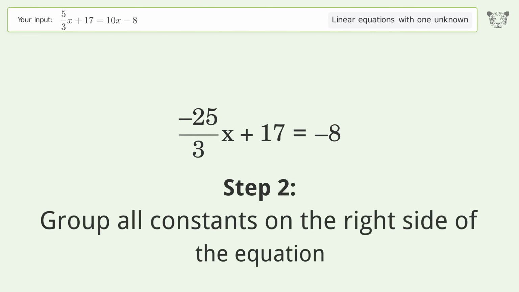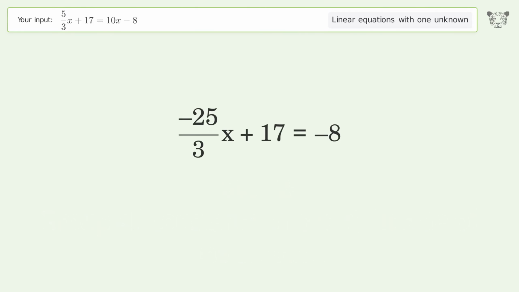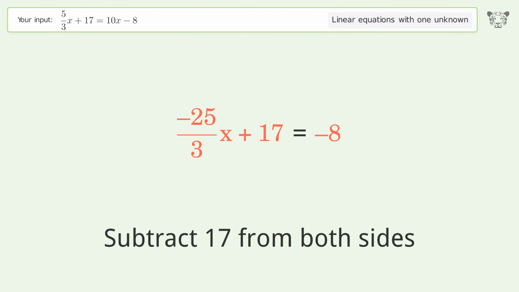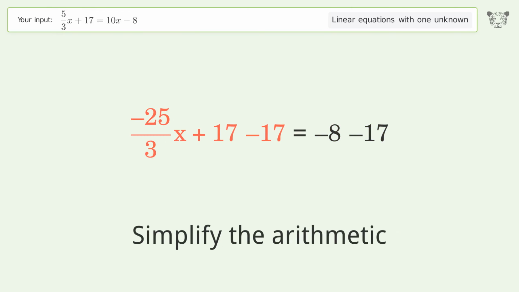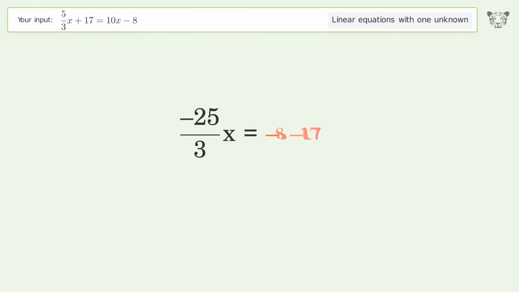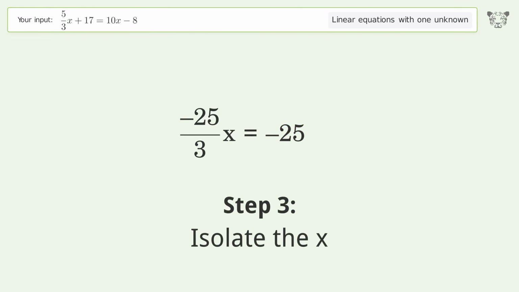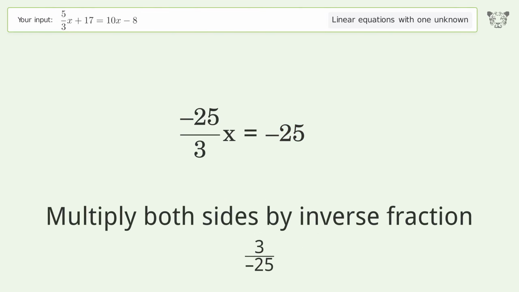Group all constants on the right side of the equation. Subtract 17 from both sides. Simplify the arithmetic. Isolate the x. Multiply both sides by inverse fraction 3 over negative 25.